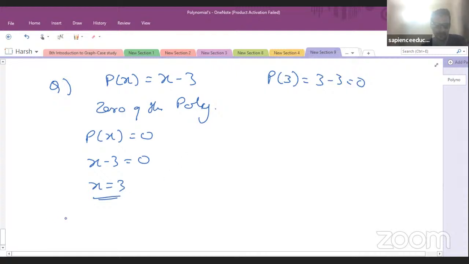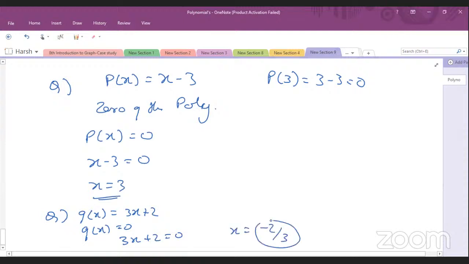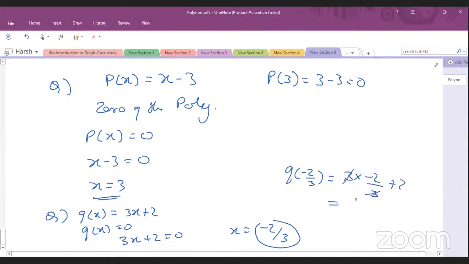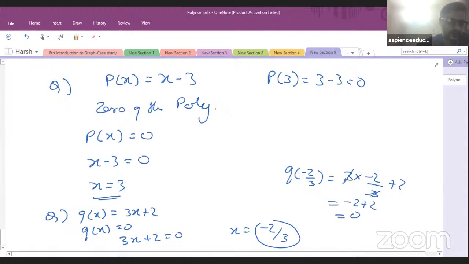Similarly, let's suppose the next question is, what is the zero of the polynomial q(x) equal to 3x plus 2? Tell me. What you have to do? q(x) is equal to 0. So 3x plus 2 equals 0. So x is equal to what? -2/3. Okay, so at -2/3, you can put and see. q(-2/3) is equal to 3 into -2/3 plus 2, which is -2 plus 2, equal to 0. Understood? Yes, sir. This is what you have to do in the second exercise.